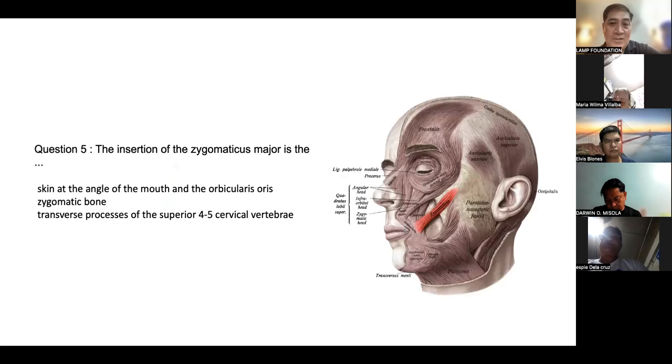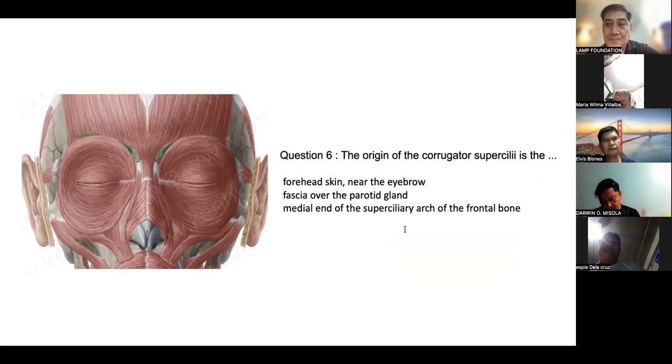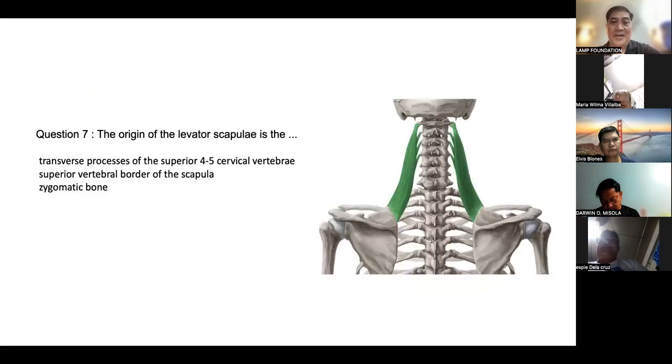Insertion of zygomaticus major: skin at the angle of the mouth and the orbicularis oris. Origin of the corrugator supercilii: medial end of the superciliary arch of the frontal bone. Did the picture help? Yes. Now you can appreciate the bone.